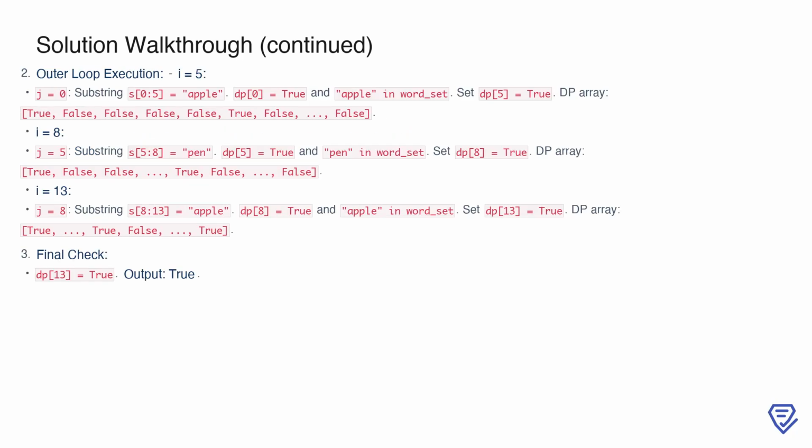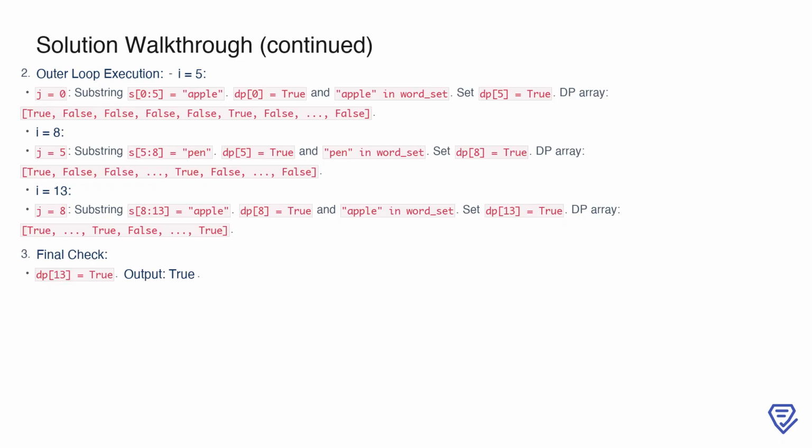For the string "applepenapple", the outer loop iterates over the string's length, and the inner loop checks substrings. At i equals 5, the substring s[0:5] equals "apple". Since dp[0] is true and "apple" exists in the word set, we set dp[5] to true. This indicates that the first part of the string can be segmented. Moving to i equals 8, the substring s[5:8] equals "pen". With dp[5] being true and "pen" in the word set, we set dp[8] to true.